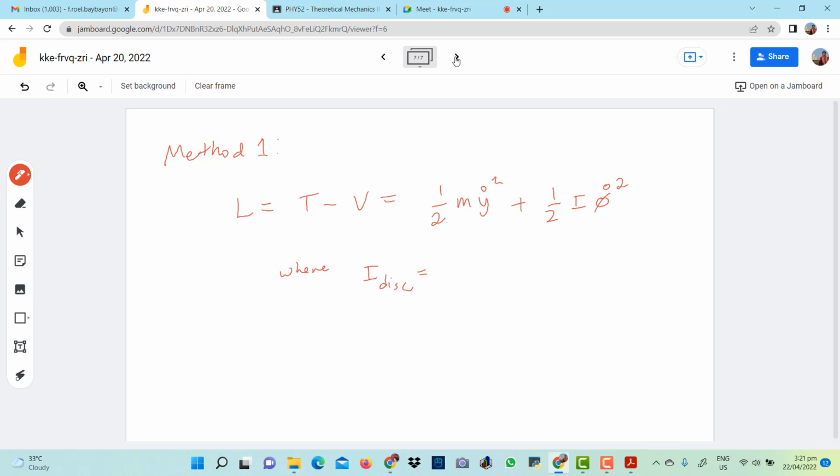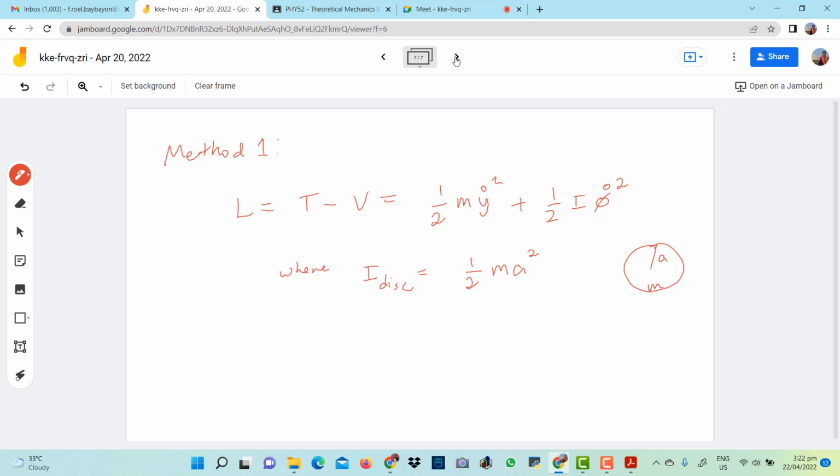For this, given the moment of inertia of the disk, it is equal to 1/2 m, the mass of that disk, times the radius squared. So again, fix the moment of inertia for this. It's equal to 1/2 m a squared. But take note, a is the radius of your disk. The radius of your disk is a. The mass is m.